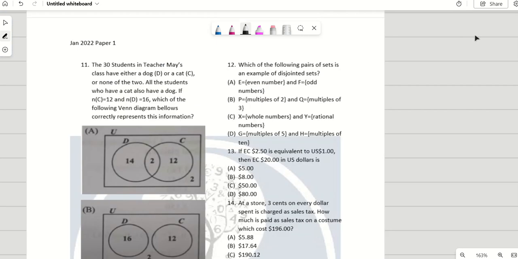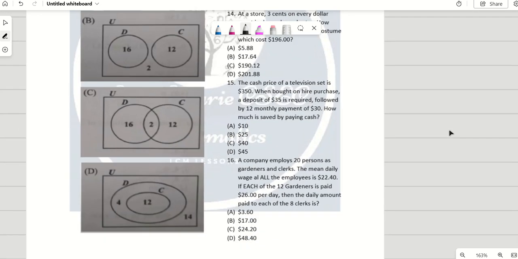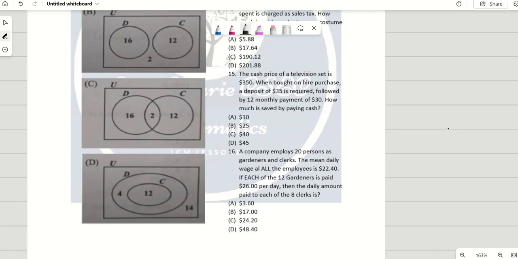Number 11. The 30 students and teachers in May's class have either a dog or cat or none of the both, right? All students who have cats also have dogs. So this statement here, all students who have cats also have dogs, we're looking for a subset Venn diagram, right? So if we look at this, the only one that is a subset is D. So D will be your answer.